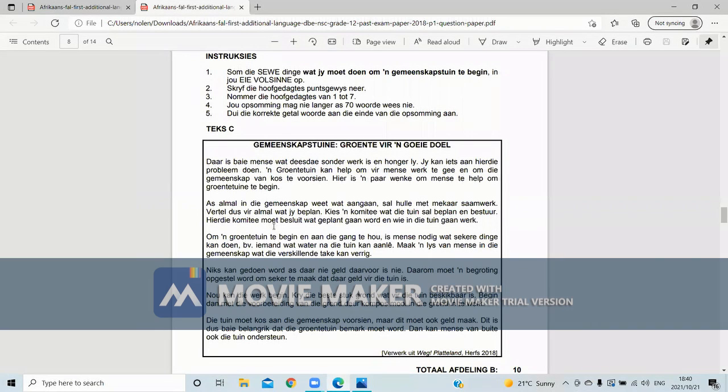Hierdie komitee sal of moet besluit wat geplan gaan word en wie in die tuin gaan werk. So if you wanted to be a little bit brave and you're good at your word order, what you could do is combine those two if it doesn't go over 10. So kies 'n komitee wat die tuin sal beplan, bestuur en besluit wat geplan gaan word, full stop. So you're leaving out words, but you're still keeping their same stuff, so you know you're putting the right content there. Okay, I hope that makes sense.